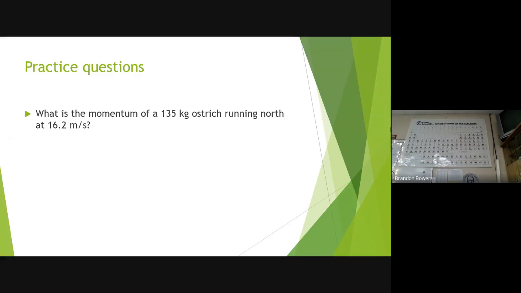Okay, so 135 times 16.2. Has anybody got an answer? 87? What's my unit? Kilogram meters over second, north. That's what I'm talking about. And that's how you solve for momentum. Pretty cool, right?